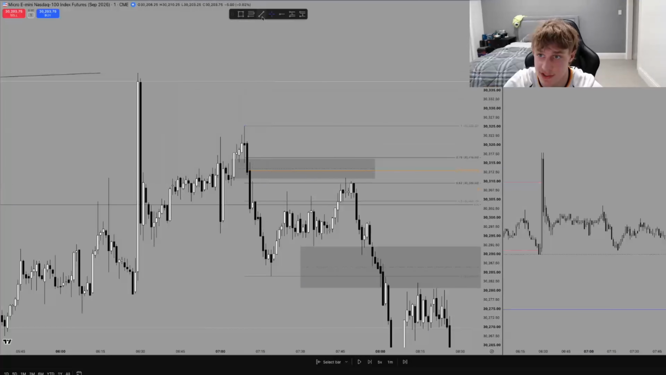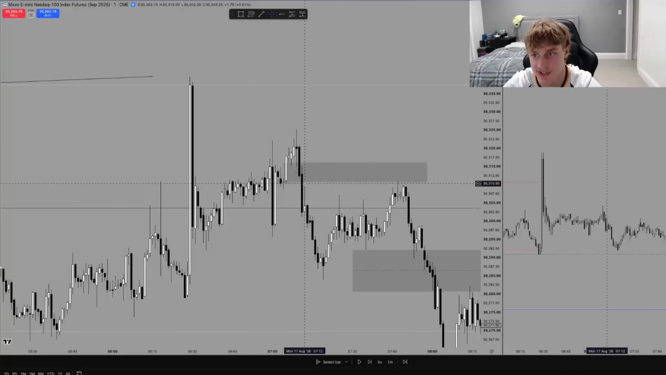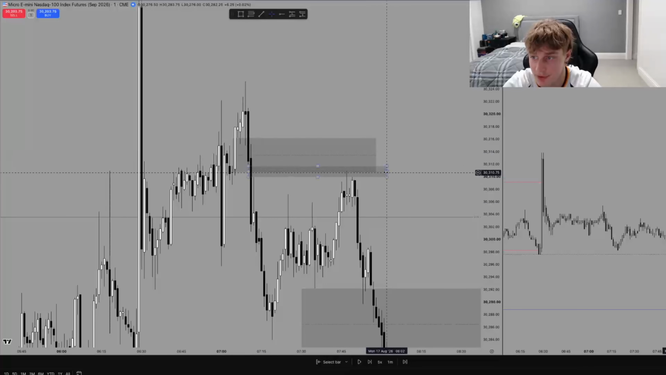We have this inefficiency right here. That is the start of our inefficiency. However, you can get on side with our first presented. Another thing to note, what is this inefficiency? This inefficiency is our first presented following a sweep of liquidity. And it's also what I would consider to be our first presented EVO. So our 7 o'clock first presented EVO.